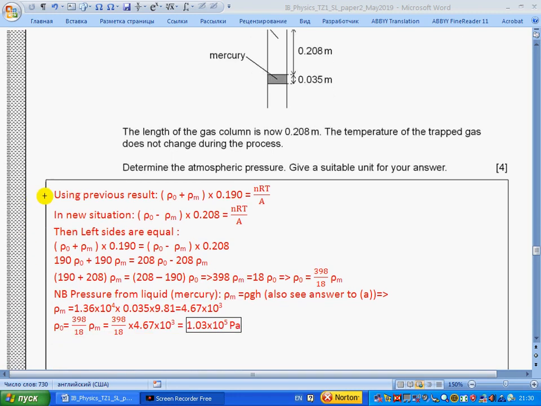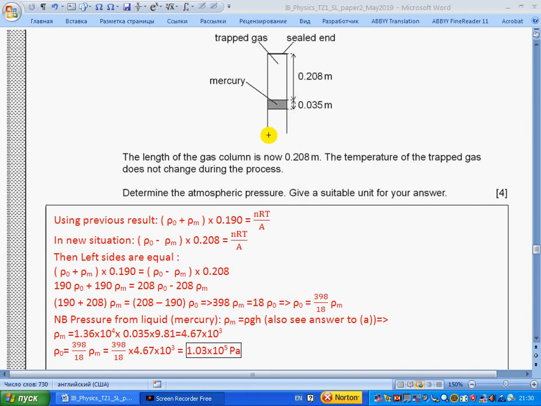Using previous results, we have this expression. But for the new situation, the total pressure will be atmospheric pressure minus the pressure of the mercury. The height of the gas will be 0.208, but the right side is the same. So the right sides are equal, so the left sides are equal. If we equate the left sides and simplify, we get the following expression for atmospheric pressure.